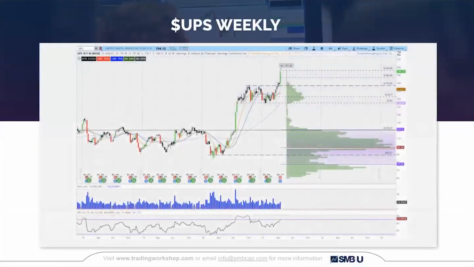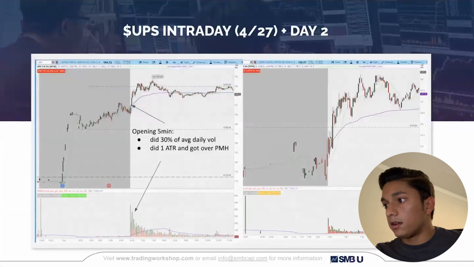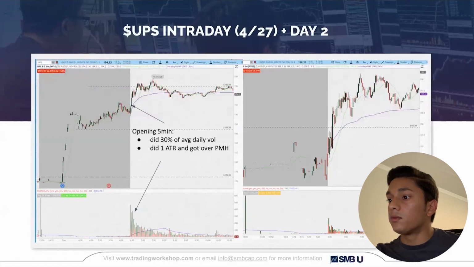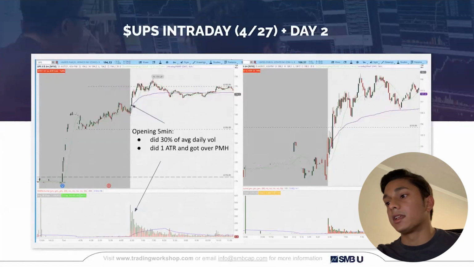On the weekly, you can see we're gapping out of a decent range. Intraday on the 27th of April, in the opening 5 minutes, we did 30% of our average daily volume, we were also doing 1 ATR higher, and we got over our pre-market high. Those are the same variables I mentioned earlier. It's not confirmation in itself, but it is very, very strong. If you're watching tape and it all comes together, those are moments where you can get big.